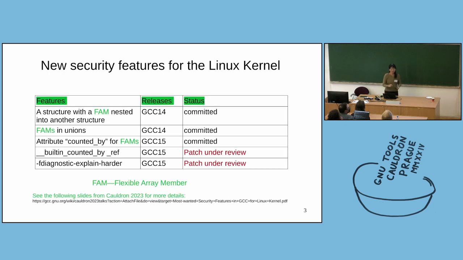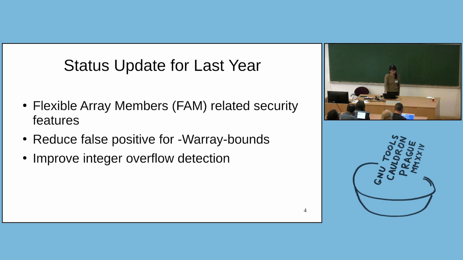In this table, there are several new security features I added, or will add very soon, for the Linux kernel into GCC. Most of them relate to the flexible array member, the array out-of-bound issue for flexible array members. Most of them are already finished and under review. The last one is some improvement for the diagnostic. I have some later slides with more details. If you want more information on these items, you can go to last year's Cauldron slides, at least in the bottom. So let's start the status update.